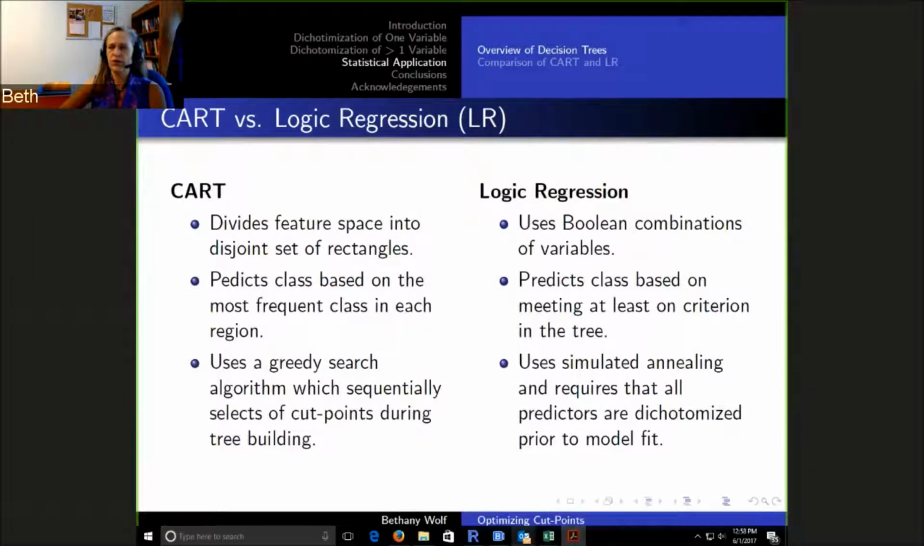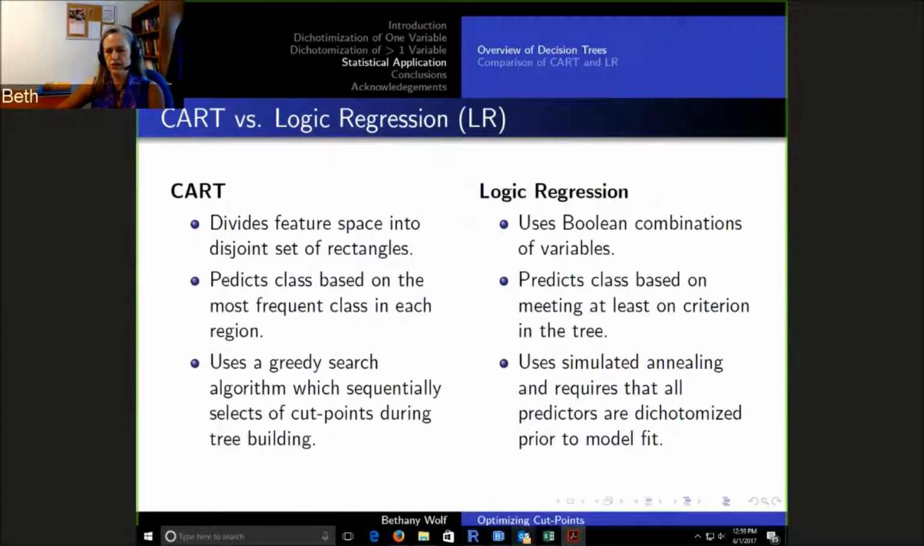CART has been around for a while. I think it was developed in 1988 by Leo Breiman. And so what it does is it divides the feature space, so all my predictors, into disjoint sets of rectangles and predicts class of a person based on the most frequent class in the region that person ends up in. And it uses something called a greedy search algorithm to select the cut points as it's building its decision tree.